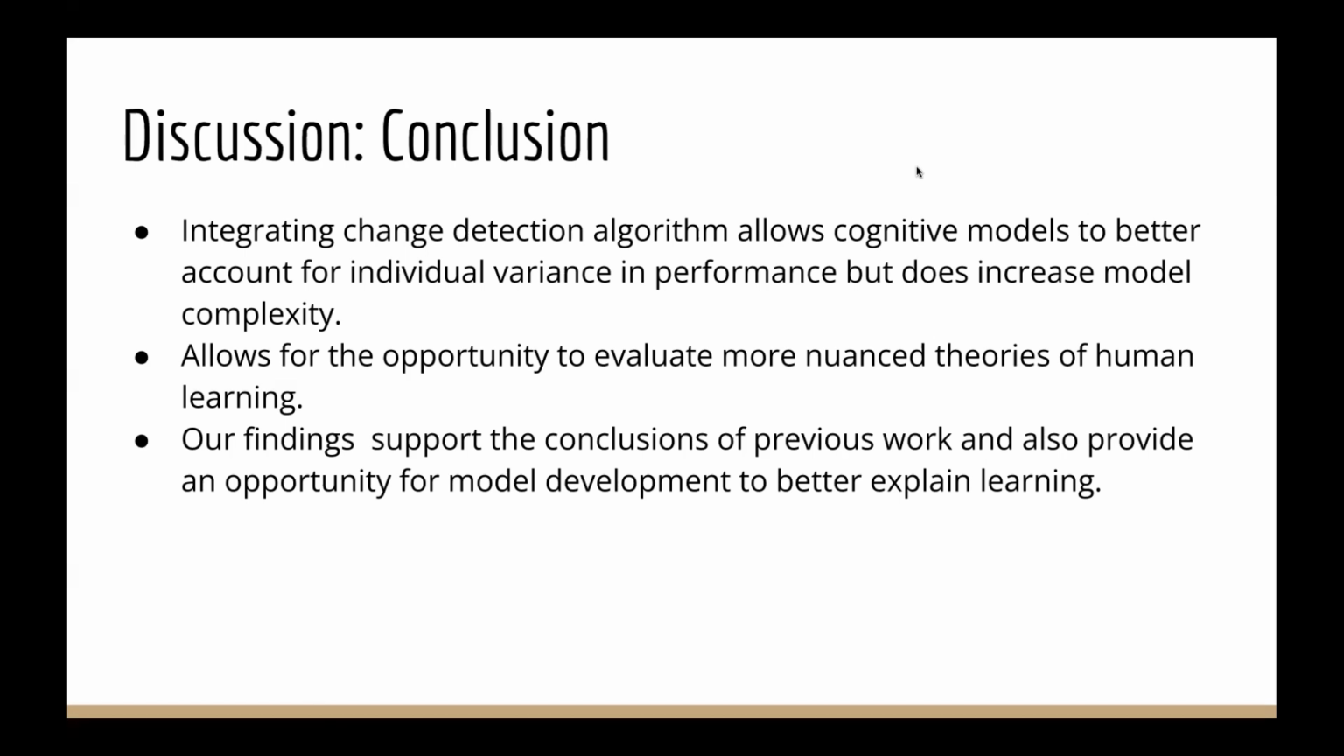Incorporating change detection algorithms with cognitive models allows for models to better account for the variability seen at the individual level of learning. The benefit of this approach is that we can evaluate more nuanced theories. However, this also does increase the complexity of our models, so care should be taken to make sure that the additional complexity is warranted. Our results found that the explanations previously given can explain the variability of inferred change points in a real-world dataset to various degrees. These findings both support conclusions from our previous work and provide an opportunity for model development moving forward.